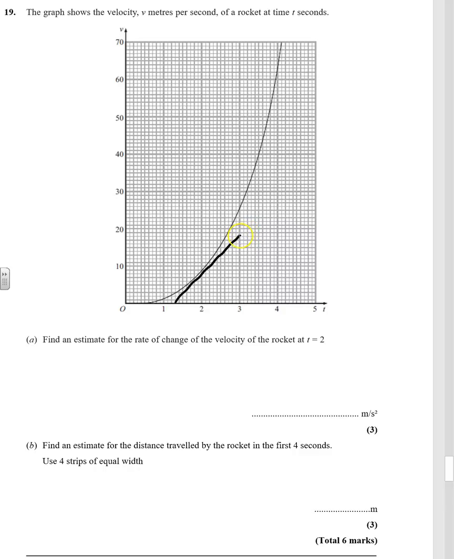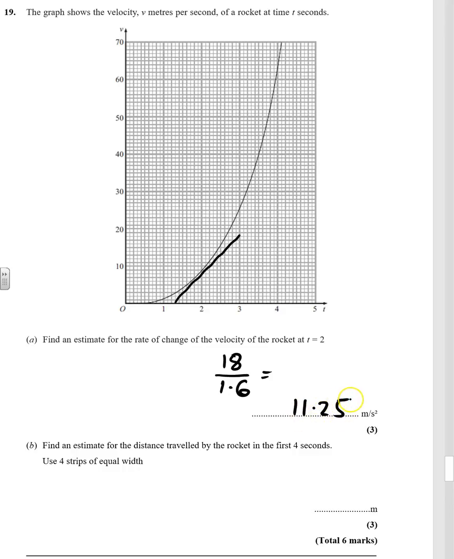So it goes up to 18. So it's the change in the height. So it's 18 by the change in across, and I've gone across about 1.6. So it's 18 high, 1.6 across. So 18 divided by 1.6 gives you an answer of 11.25.